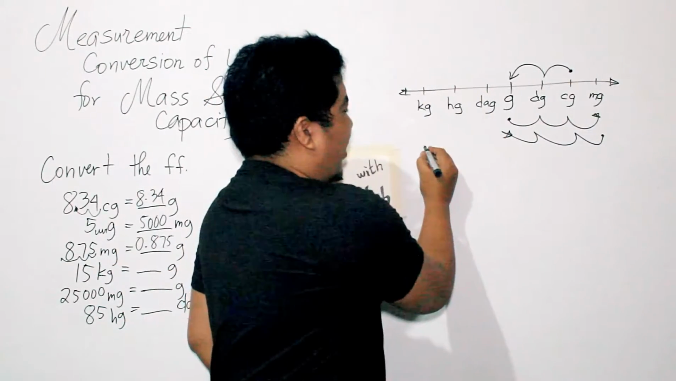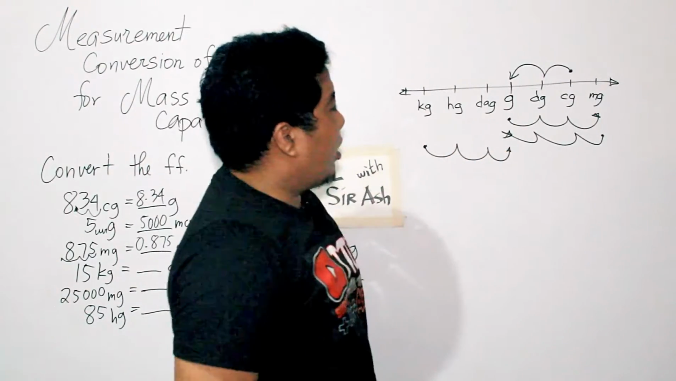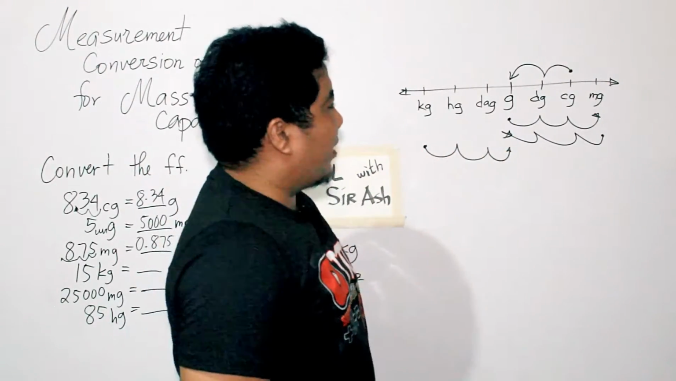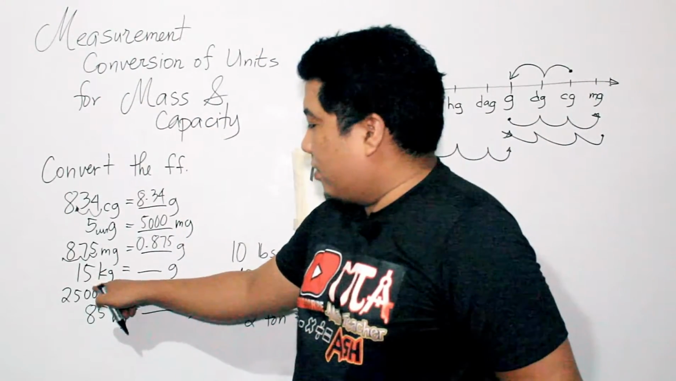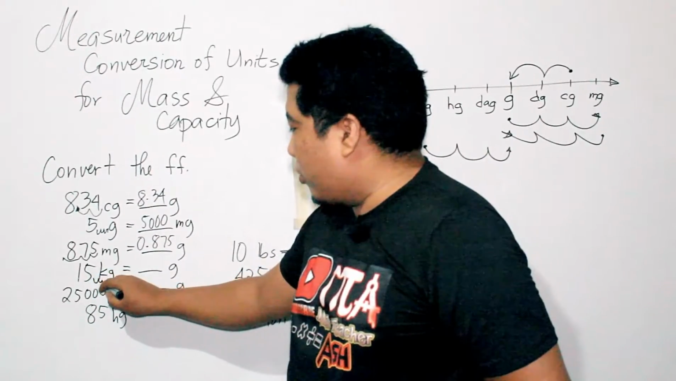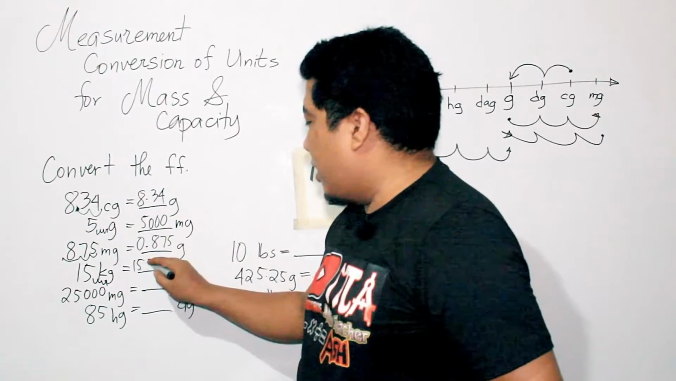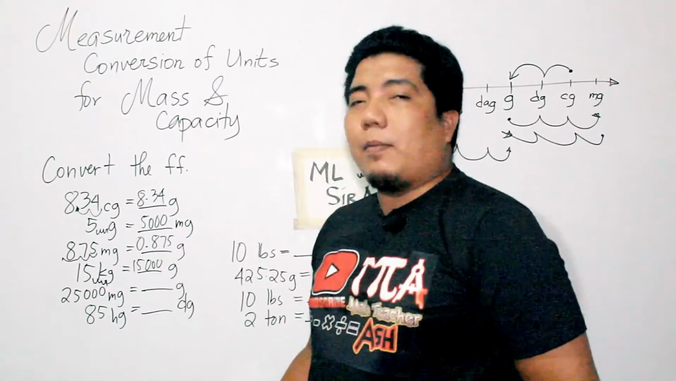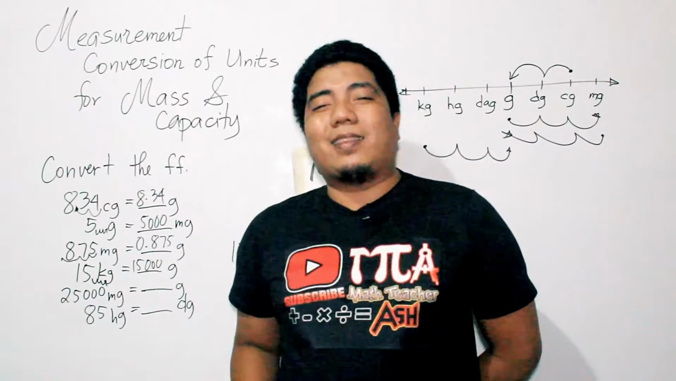Now, we have here 15 kilograms to grams. So we start from here, kilogram, and then we go 3 units to the right. That is grams. This is 15, so the decimal point is here. We go 3 units to the right, 1, 2, 3, so we will be adding 3 zeros. That is 15,000 grams. Of course, we know that in 1 kilogram, there is 1,000 grams.